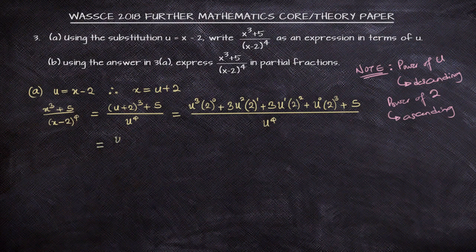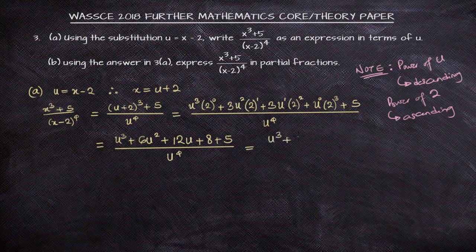So we have 2 raised to power 0 is 1. So we have u raised to power 3 plus 2 raised to power 1 is 2 times 3 is 6. We have 6u square plus 2 raised to power 2 is 4 times 3 is 12u. Then we have u raised to power 0 is 1 and 2 raised to power 3 is 8. Then plus 5, everything divided by u raised to power 4.